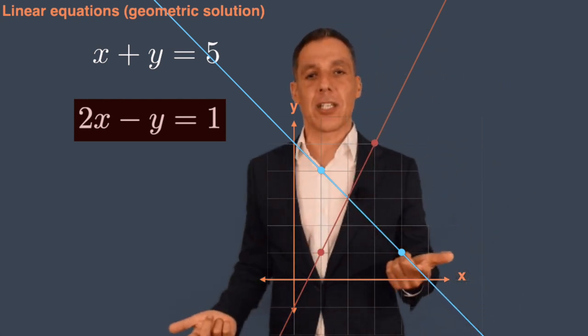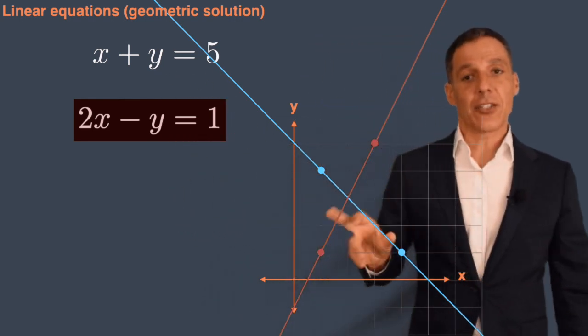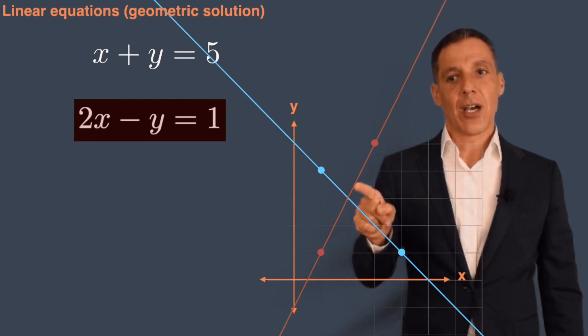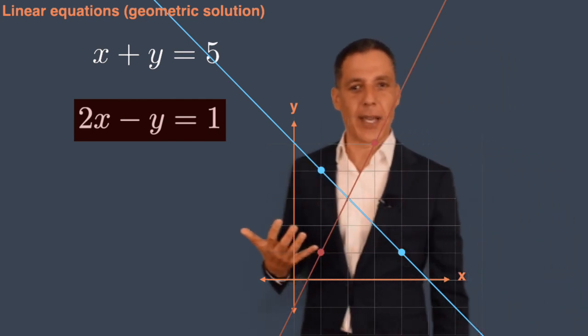I'm simply asking for two simultaneous equations and two unknowns, each of which corresponds to a line. I'm simply asking you what is the intersection of those two lines. So now we have a picture of what we're trying to do.